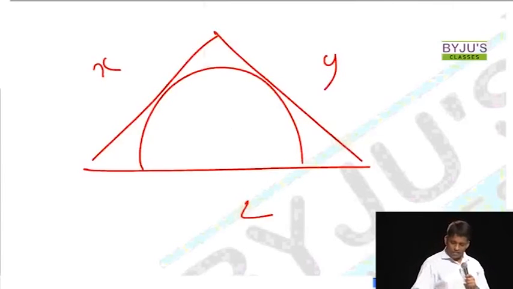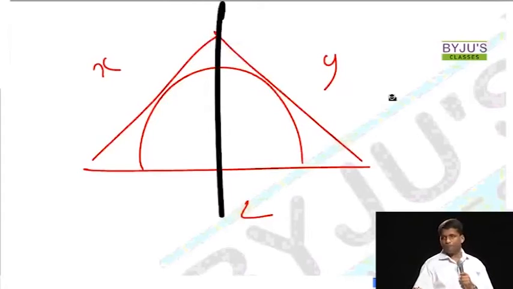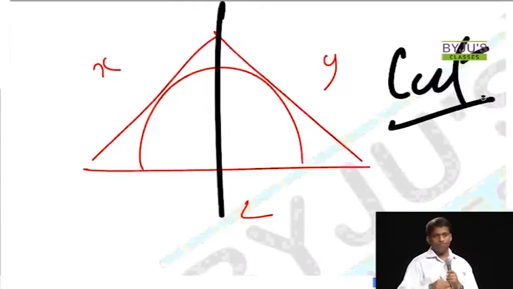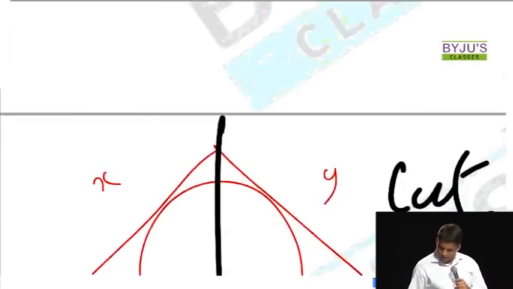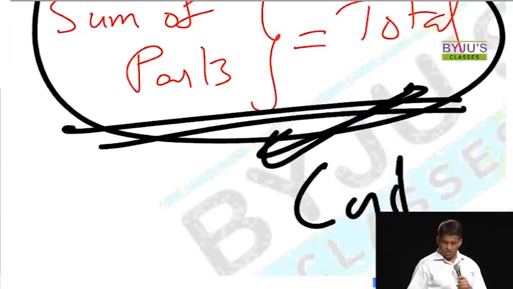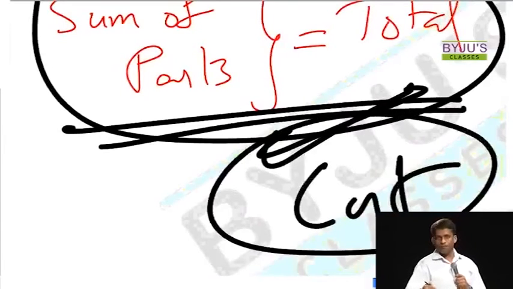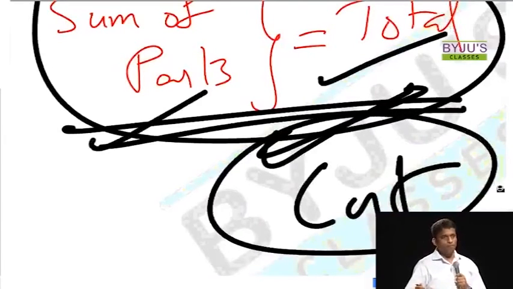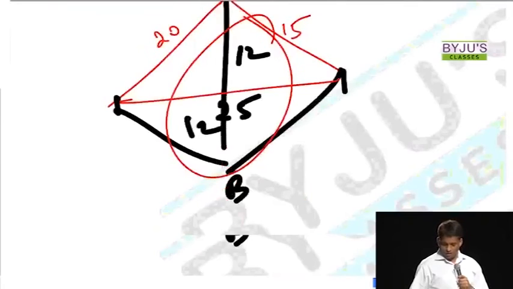So if x, y, z is given, finding this R is as easy as, what is the method? Cut the diagram. The method is cut the diagram. While making questions, this is what you will think of: sum of parts equal to overall area. But solving questions is easy. Just cut the diagram and equate the same thing. Then how will you solve? See, we don't need to solve questions here.